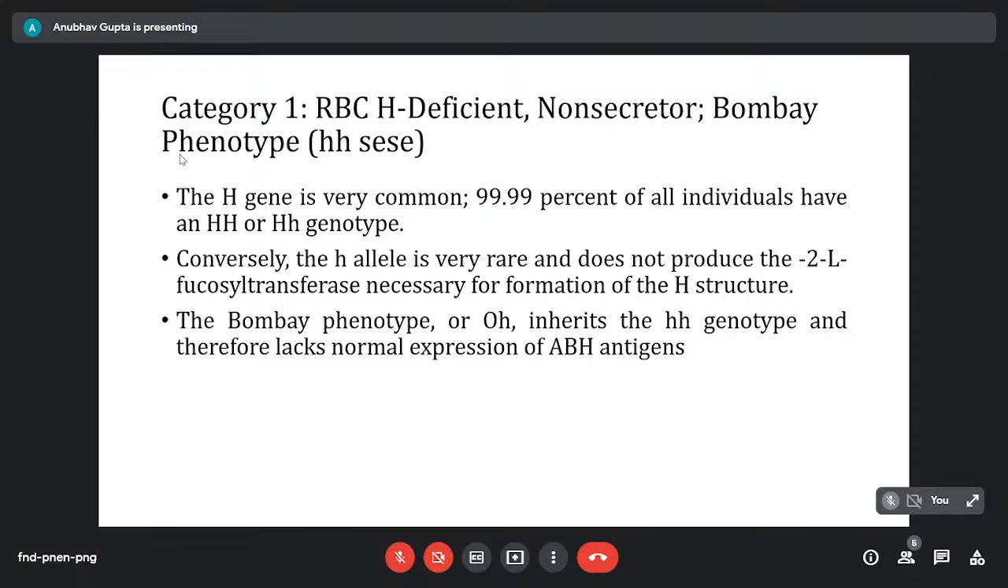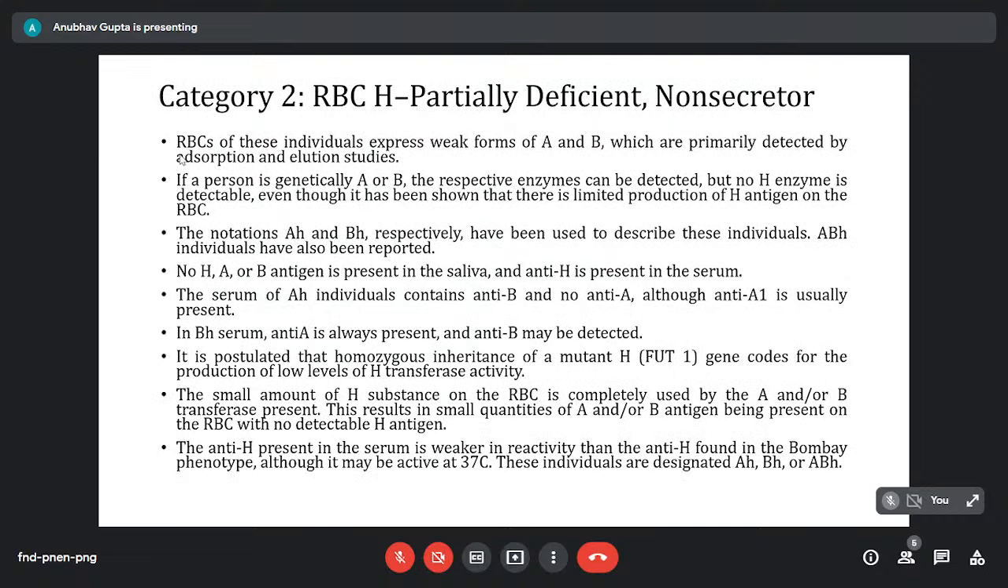Second category is RBC which are H partially deficient and are non-secretor. So the RBCs of these individuals express a weaker form of the A and B. If you are having a completely deficient H, A and B will never be formed. But if some H is present, a weaker form of A and B can be present. You may not have a 4 plus reaction, but you may have a 1 plus or 2 plus grade of reaction, which are primarily detected by adsorption and elution.